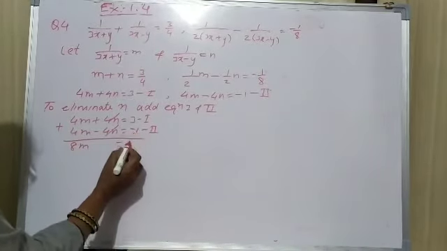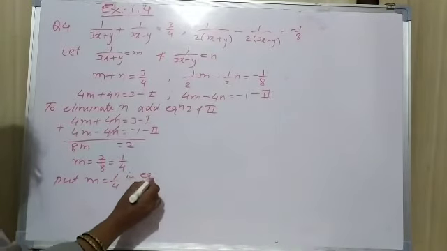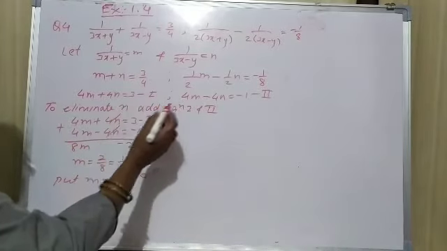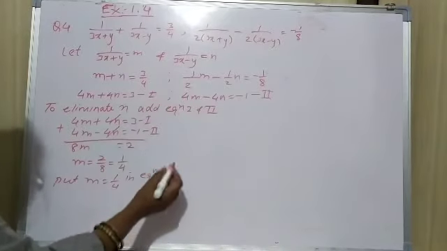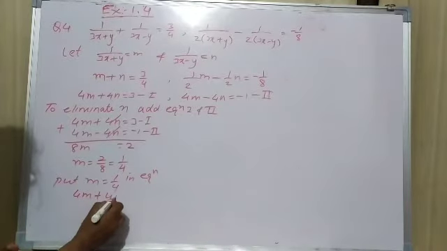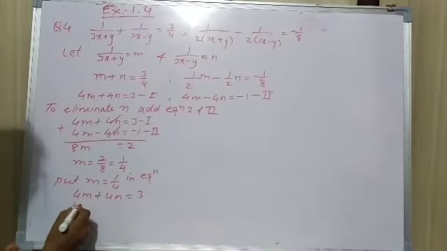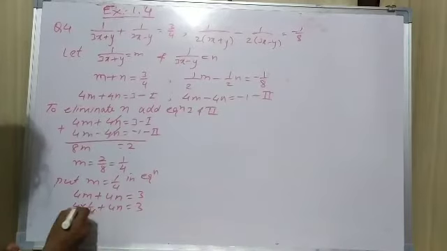m's value is 1 by 4. Now in order to get the value of n, just put m is equal to 1 by 4 in an equation. Which one you want? You can put it in equation 1 also or 2 also. So you will put it in equation 1. It is easy to solve, that's why. So 4m plus 4n is equal to 3. In place of m, write 1 by 4. So 4 into 1 by 4 plus 4n is equal to 3. 4 will get cancelled here.